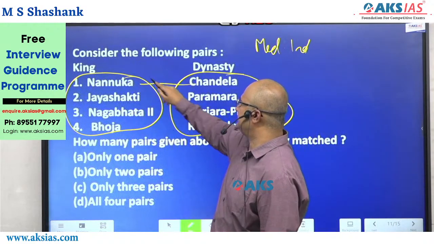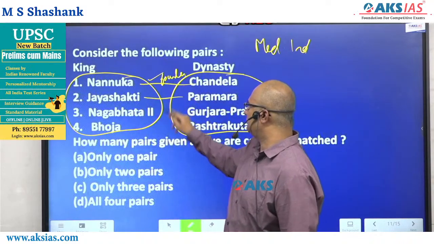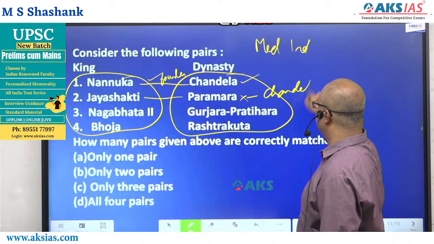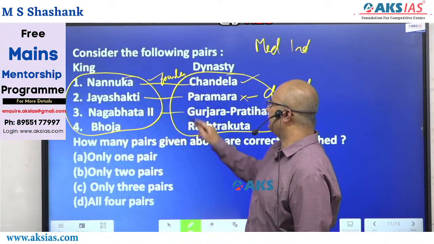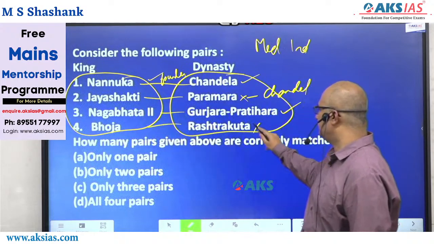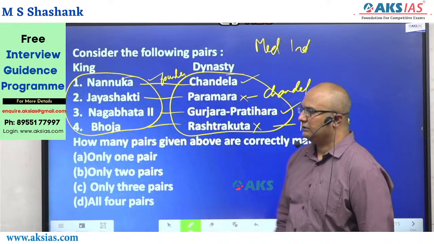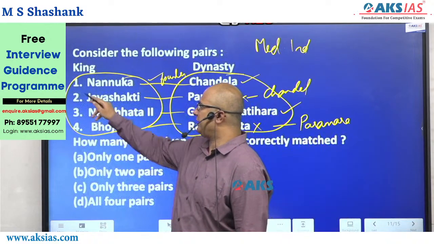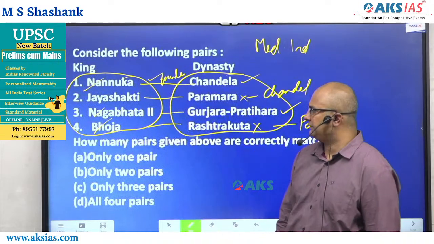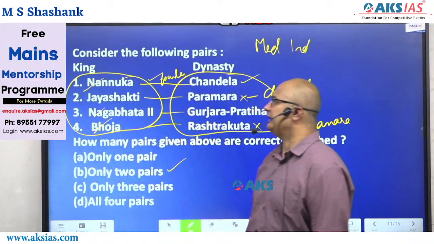Nanuka is Chandela dynasty. Yes, he is in fact the founder of the Chandela dynasty. Jayashakti is Paramara? No. Why? He also belongs to Chandela. Nagabhatta belongs to Gurjara Pratihara. Absolutely right. Bhoja belongs to Rashtrakuta? No, he belongs to Paramara. Again, a very factual question. And of these, three people are quite famous: Nanuka, Nagabhatta, and Bhoja. So at least on those three, you will be able to answer the question. So the answer should be 1 and 3 only are correctly matched, which means only 2 pairs have been matched correctly.